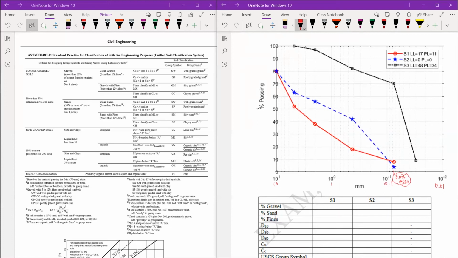For those retained on number 200, to distinguish whether sand or gravel, it is determined by the number 4 sieve. By definition, the number 4 sieve has a size of 4.75 millimeters. So this is 1, 2, 3, 4, so 4.75 millimeters is right there. This is the second most important sieve, number 4, because it distinguishes the sand from the gravels.